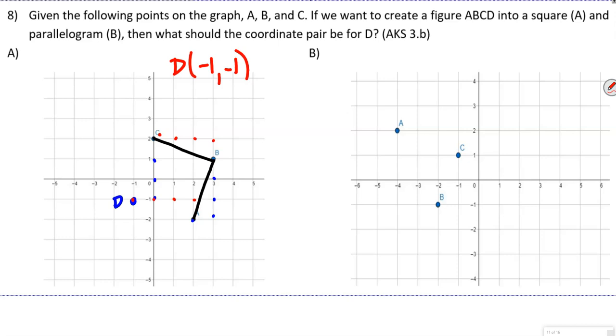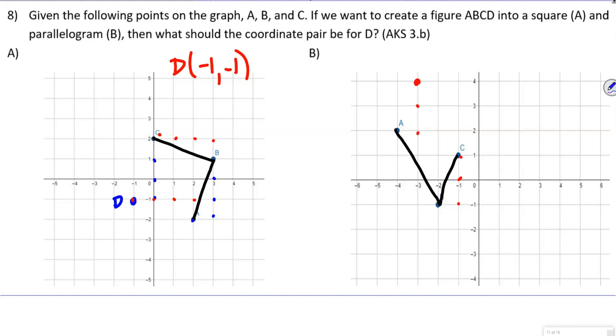Okay, so now the next one says, again, we're going to do the same thing, only this time we're going to do it with A, B, C. Y'all see that? Okay, so once again, we can go from B to A or B to C, but that's how we want to move. So I'm going to go from B to C, so I go 1 right, 2 up. So from A, I'm going to go 1 right, 2 up.